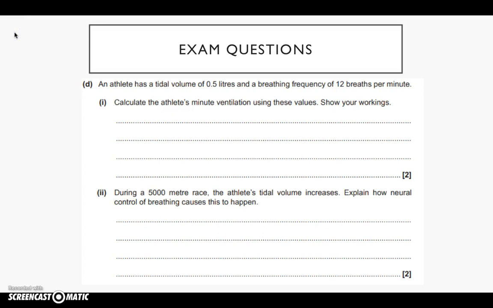So a typical exam question you may be asked is this top one, D1. Okay, so an athlete has a tidal volume of 0.5 litres and a breathing frequency of 12 breaths per minute. Calculate the athlete's minute ventilation using these values. Show your workings. Hopefully by the end of today's screencast you're going to be able to do that, and you're going to understand what minute ventilation is, what tidal volume is, and what breathing frequency is.